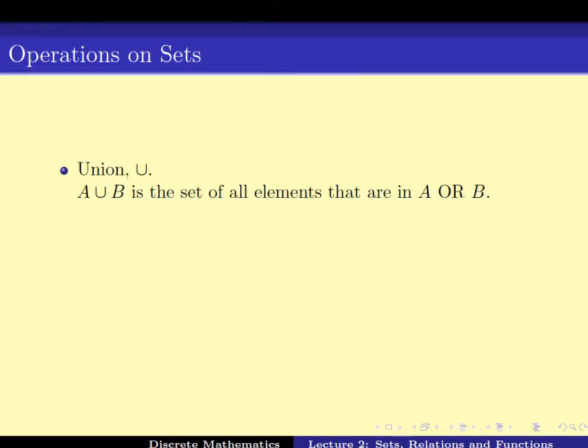Now, given a set or given sets, we can have some set of operations on this set. There are 3 main operations that one can do, and they're pretty well known. First of all is the union. So A union B, where A and B are 2 sets, is the set of all elements that is contained in either A or B. So it comprises of everything together.